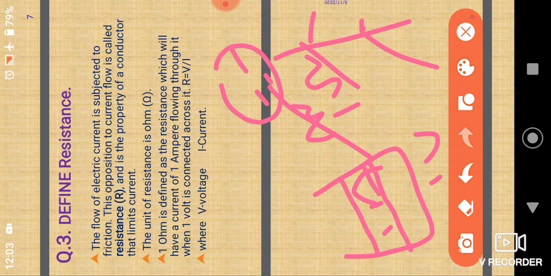अगर आप 1 वोल्ट फोर्स लगाते हो, 1 वोल्ट फोर्स लगाने के बाद 1 एम्पियर करंट ही फ्लो होता है, तो उस वायर के रेजिस्टेंस को हम लोग कितना बोलेंगे? 1 ओम. Same thing written over here, 1 ohm is defined as the resistance which will have a current of 1 ampere flowing through it when only 1 volt is connected across it. So I think it is clear to you.